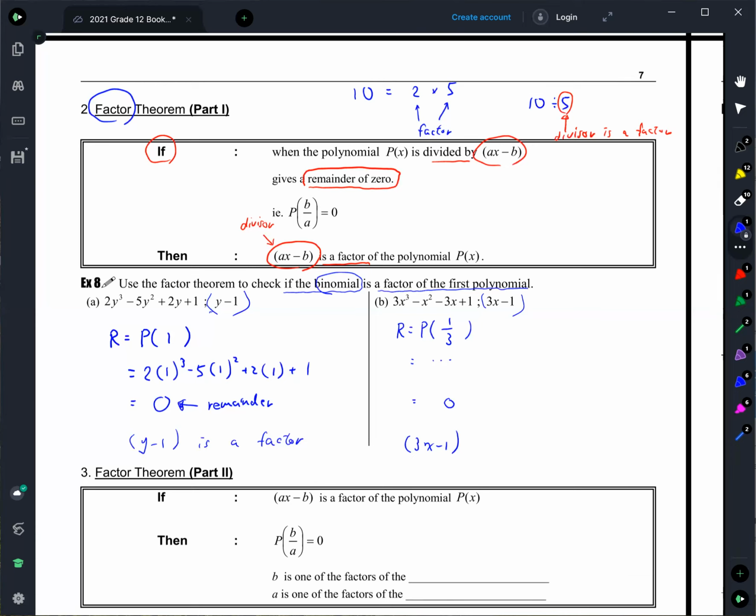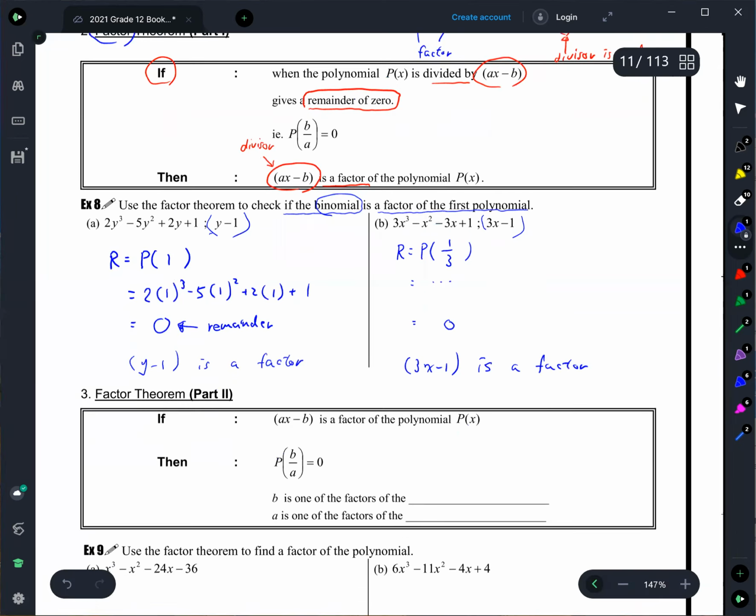So if it's 0, that means the 3x minus 1 is a factor? Marcus? Yes, okay. So it is a factor. If you get something that's not 0, then you just say 3x minus 1 is not a factor, because you get something remaining, right? So it's still using the remainder theorem, but we just connect this idea and apply it to factors, okay?